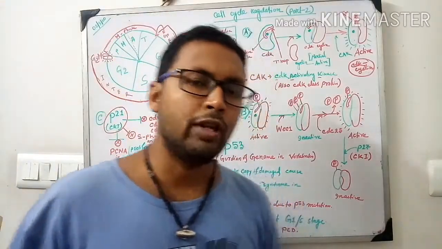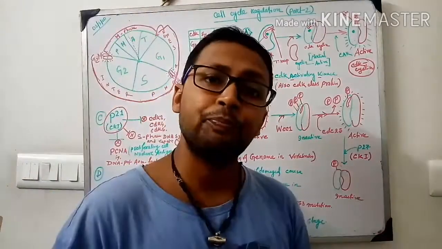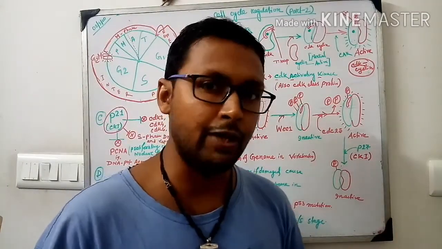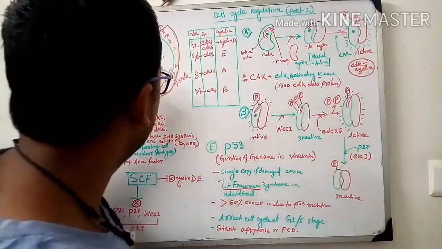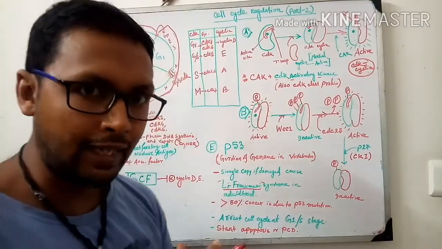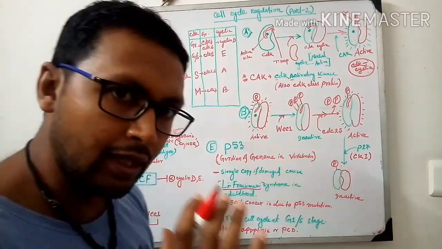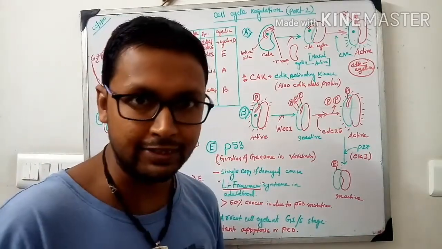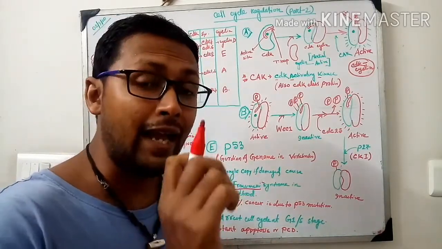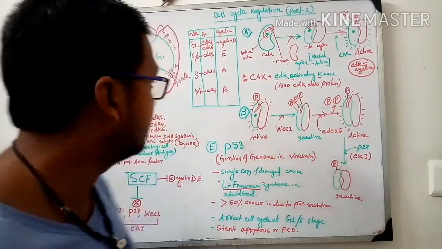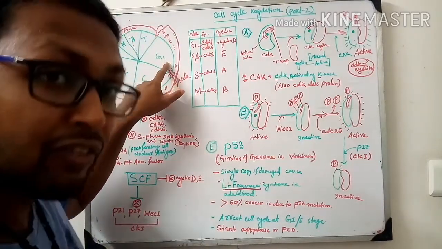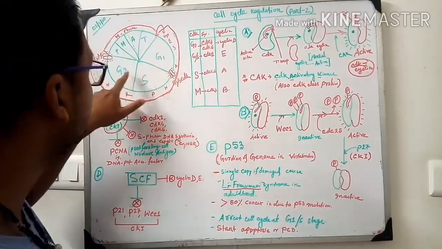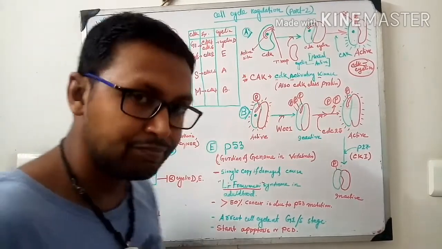Namaskar. Today I'm going to discuss the cell cycle, the second part. In the first part, I have already discussed what the cell cycle is, what the different stages of the cell cycle are, and I have clearly mentioned what phenomena occur in the different phases: interphase, G1 phase, S phase, G2 phase, and M phase.